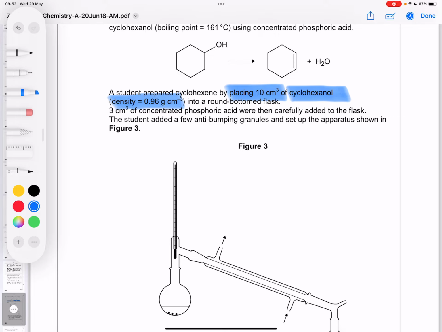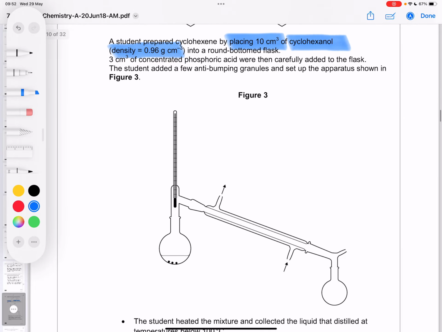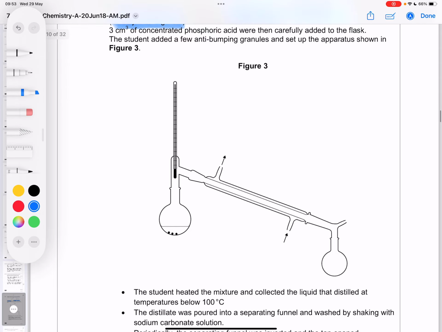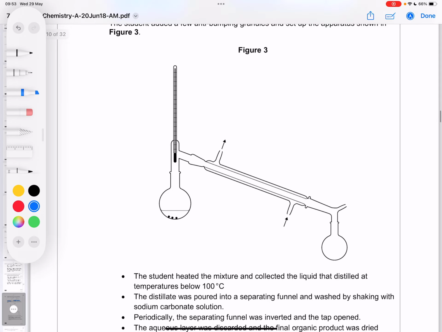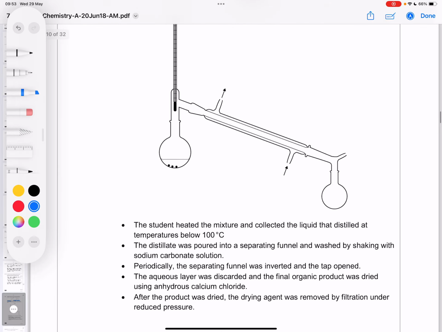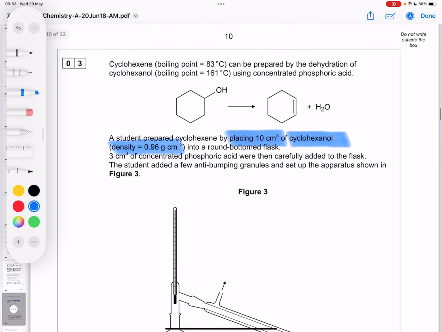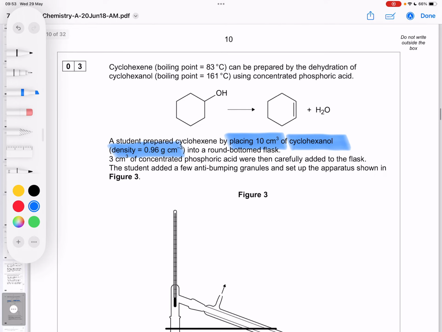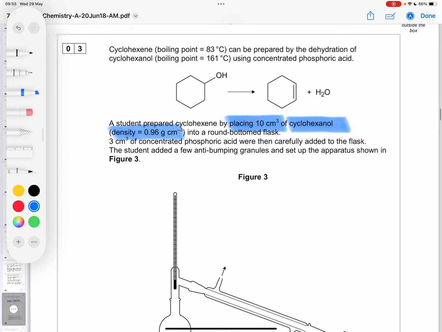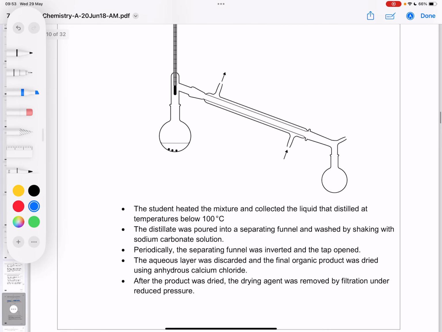They've added 3 cm³ of the catalyst and some anti-bumping granules, and then they've used this apparatus as shown. This apparatus is for distillation. They heated the mixture and collected the distillate at below 100 degrees C, so they were trying to keep it where cyclohexene boils but not cyclohexanol.